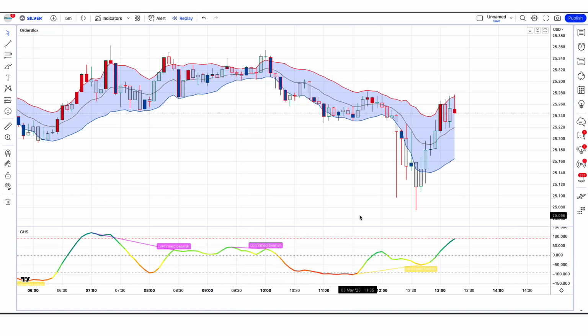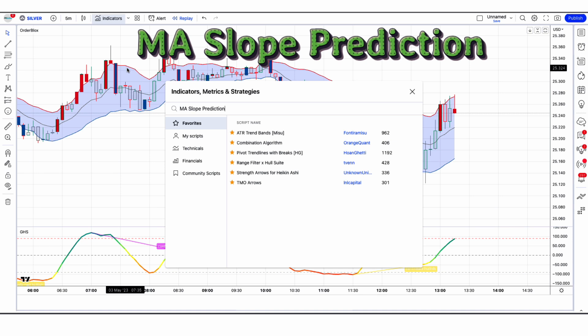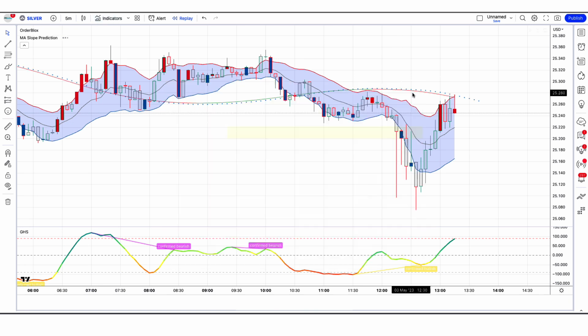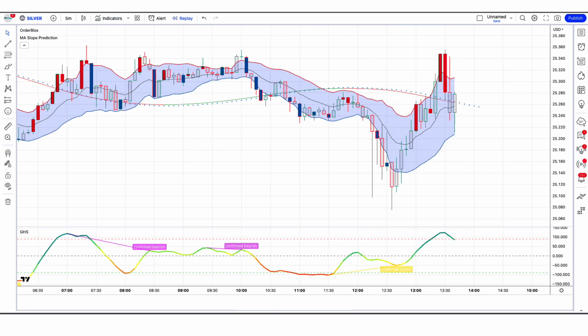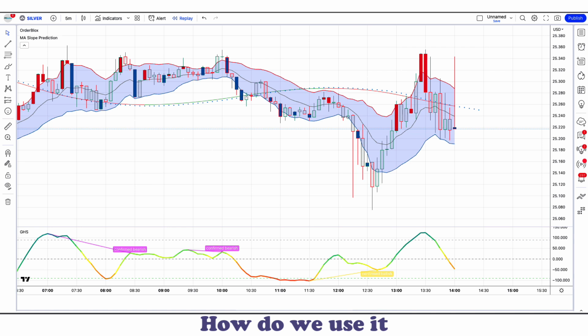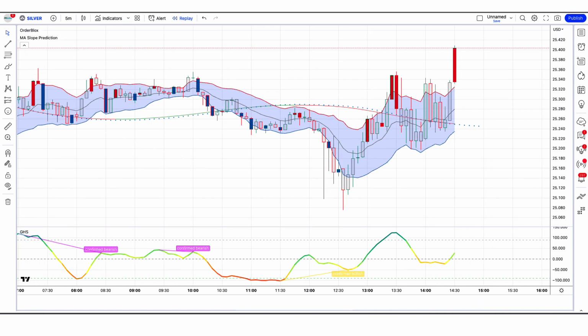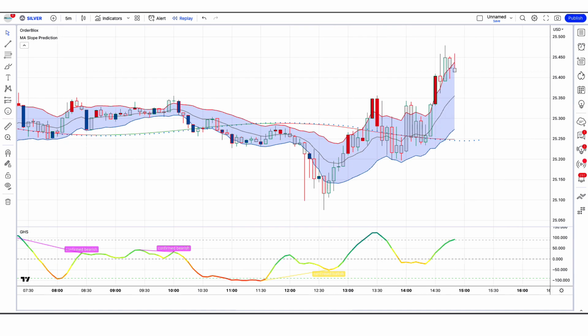After that we have to apply another indicator on the chart. In this we have to find the name MA Slope Prediction. The acceleration-based MA Slope Prediction by Sung Dory needs to be added. Now our trading tool is ready for trading. How do we use it? Please watch this video step by step completely so that you do not miss any important point.